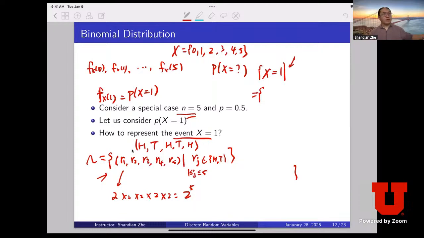This event is defined as X equals 1, meaning that the total number of heads through our 5 trials is just 1, right? And of course, this event is a set. This set must contain a bunch of elements in the sample space. Each element in the sample space is just a sequence, right? So now, can we enumerate every sequence in this event? Any suggestion?